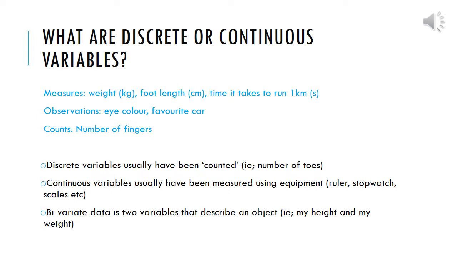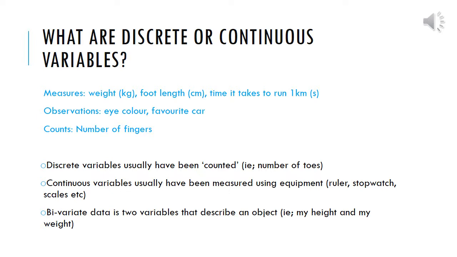The easiest way to tell the difference between discrete and continuous variables is to ask yourself whether something has been counted or measured using equipment. If it's been counted, the variable is usually discrete. If it has been measured, the variable is continuous.